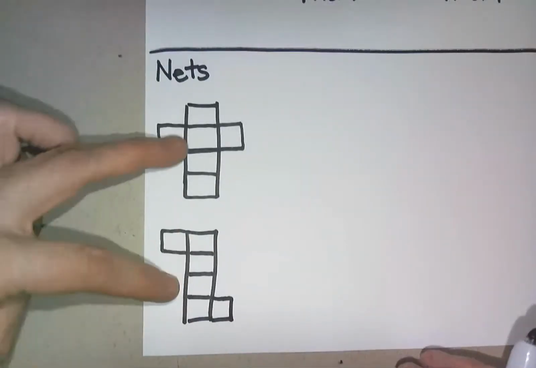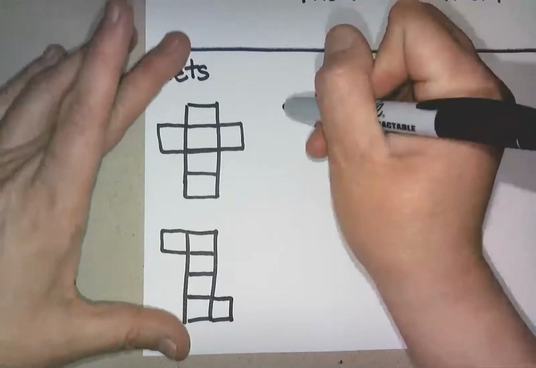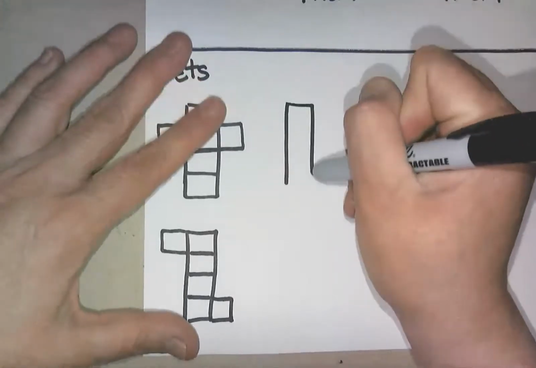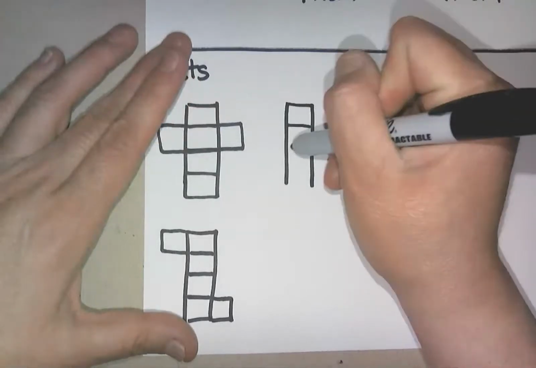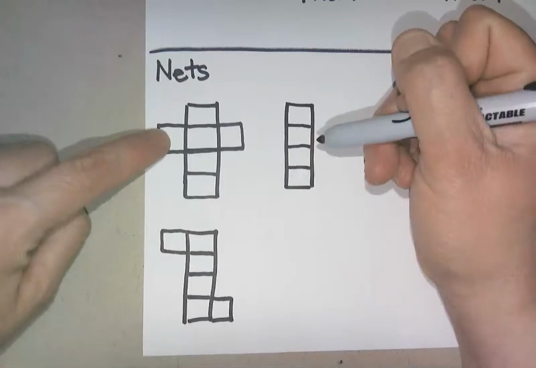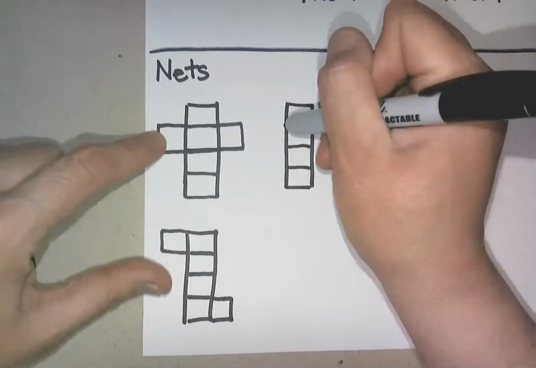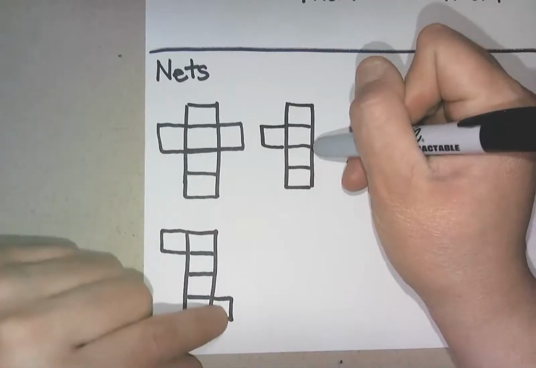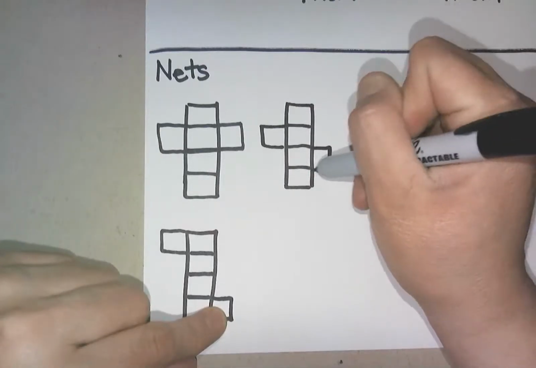Another one for the cube. Again, let me draw my squares. I just think it's faster this way. 1, 2, 3, 4. You could keep one of these here and then have another one over here. Okay.